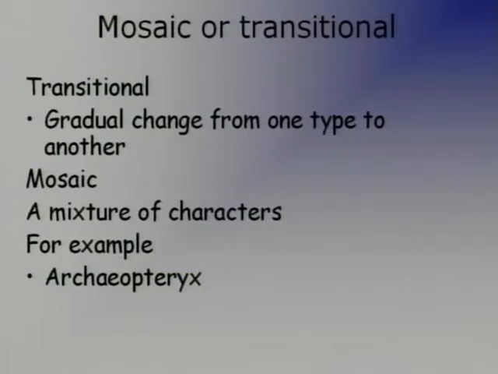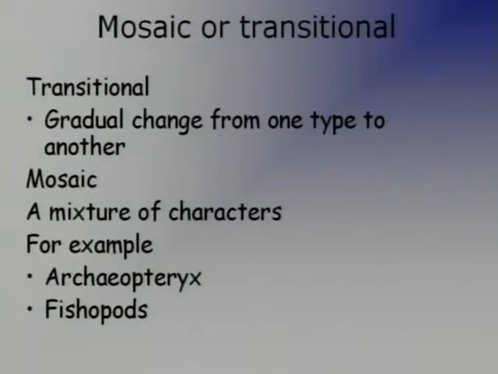But it's not a transition between a reptile and a bird, because the features that you find that are reptilian are fully reptilian. The features you find that are bird-like are fully bird-like. And the same could probably be said of the fishopods. So I would actually argue that there are no good transitions for the large changes that you would expect evolutionists to be able to point to.